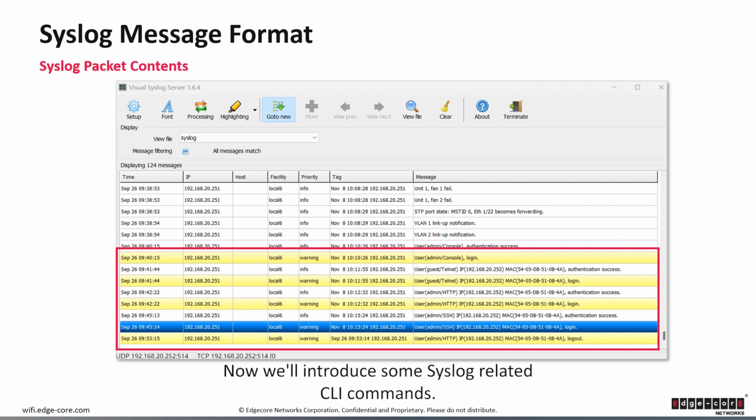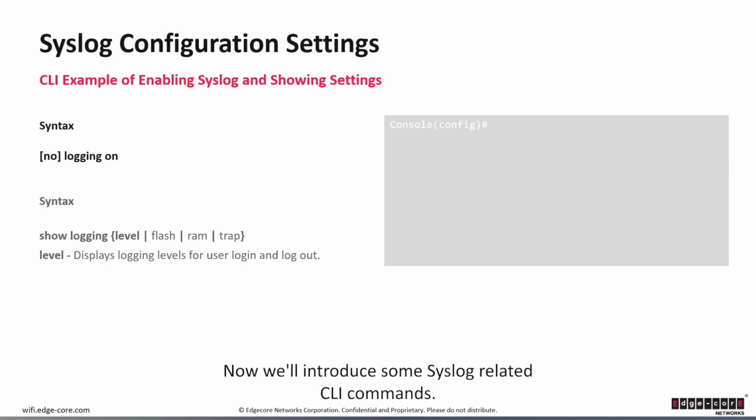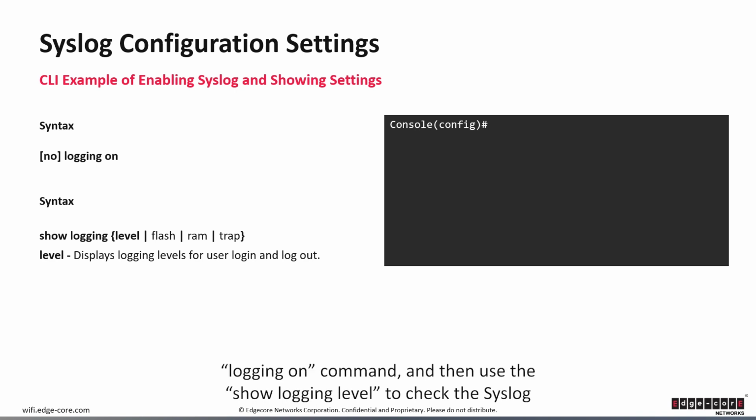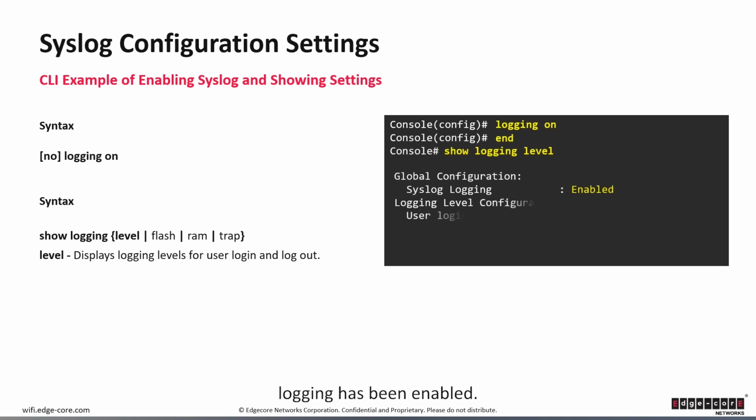Now, we'll introduce some Syslog-related CLI commands. The logging process manages the Syslog messages that are stored in the switch memory or sent to remote Syslog servers. You can use these commands to turn on a logging process that records and sends debug or error messages. In our example here, we turn on the Syslog by the logging on command, and then use the show logging level to check the Syslog logging has been enabled.